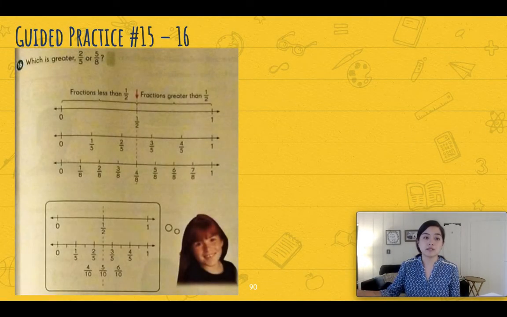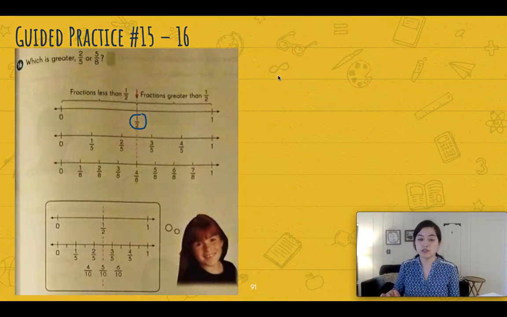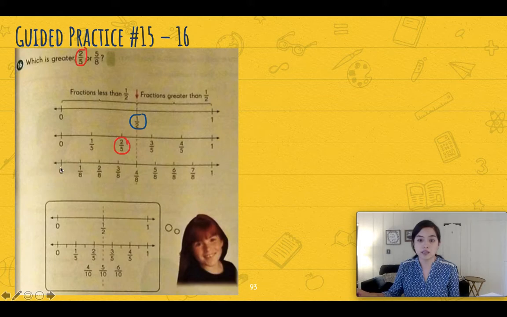All right, let's look at number 16. So again, we're using 1/2 as our benchmark fraction over here. And which is greater, 2/5 or 5/8? So let's look at 2/5 right now. That's our second number line because our second number line is divided into 5 equal parts. And where is 2/5 on our second number line? There it is. Let's look at our fraction 5/8. Now that refers to our third number line because our third number line is divided into 8 equal parts. Can you find 5/8 on our third number line?